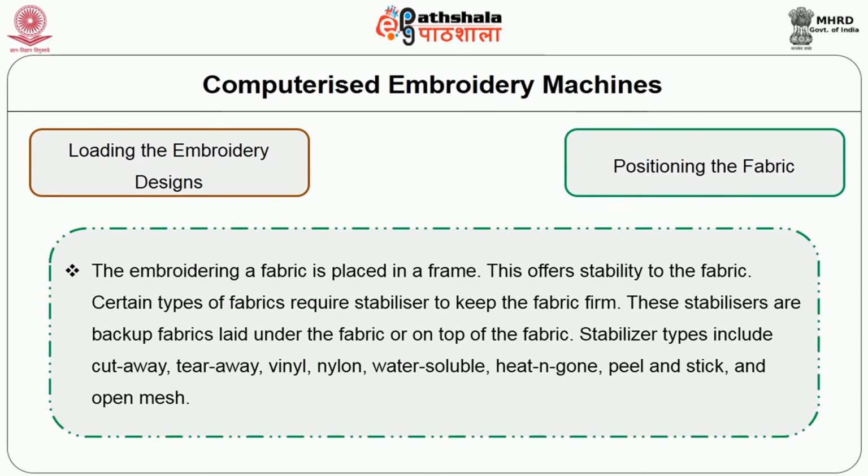The fabric is positioned in the embroidery machine after the fabric is being placed on a frame. The frame offers stability to the fabric. Certain types of fabrics require an additional stabilizer to keep the fabric firm. These stabilizers are backup fabrics which are laid under the fabric or on top of the fabric. Stabilizer includes cutaway, tearaway, vinyl, nylons, water soluble, heat and gone, peel and stick, and open mesh types.